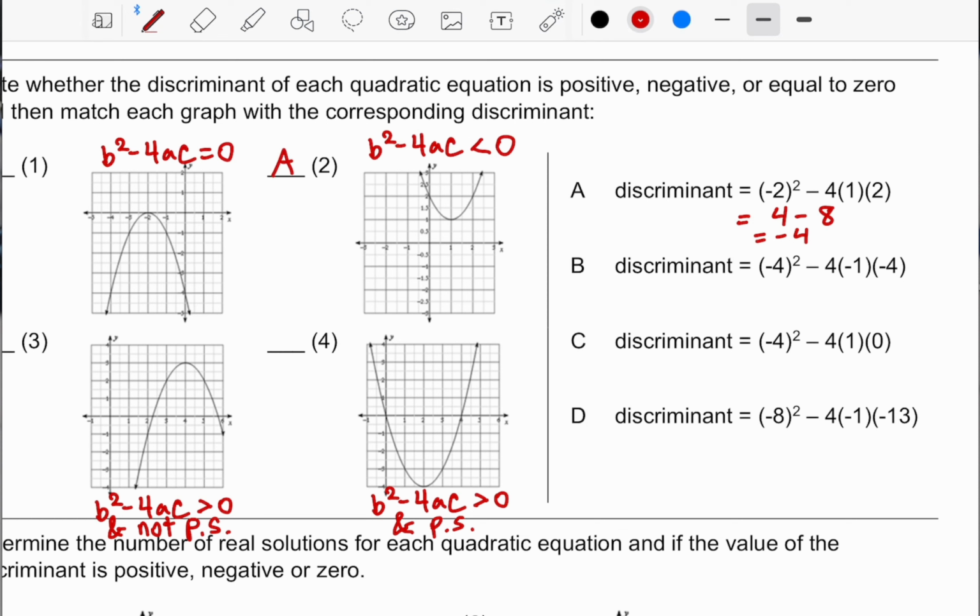But 2 and A match. All right, 2 corresponds with A. All right, because that's the one where it doesn't cross the x-axis at all. All right. And I could show you really quickly.